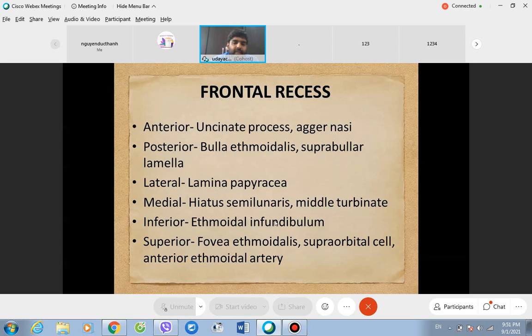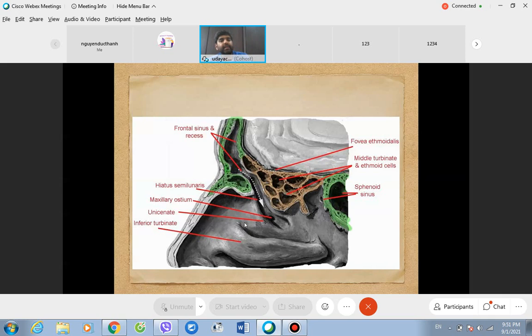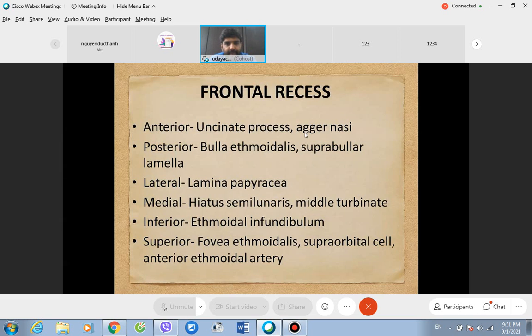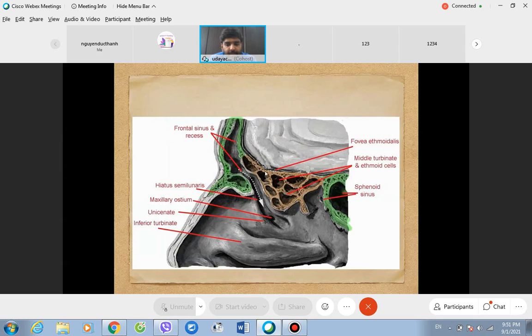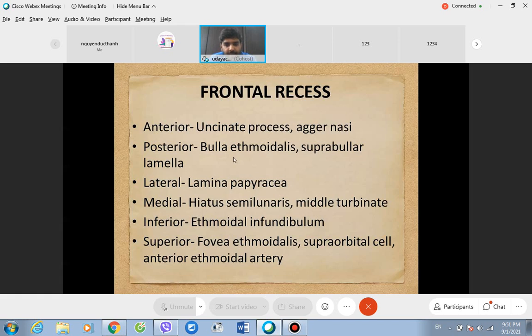Inferiorly, it is formed by the ethmoidal infundibulum, and superiorly, it is the fovea ethmoidalis or supraorbital cell or the anterior ethmoidal artery. We will discuss in this picture. If this is the frontal recess, anteriorly it is the agger nasi. Posteriorly, it is the bulla.